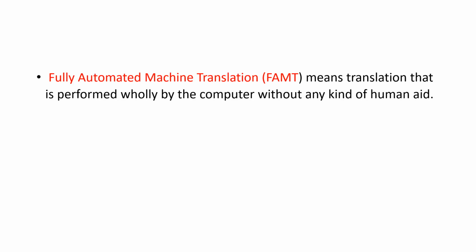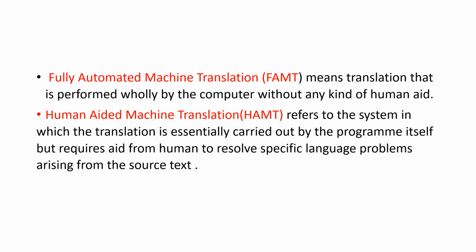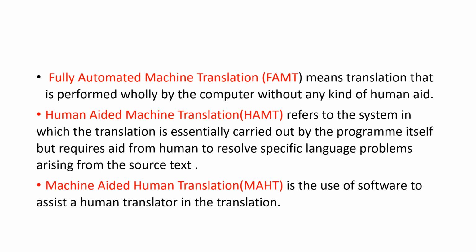Fully automated machine translation means translation that is performed completely by the computer without any kind of human help. Human aided machine translation refers to the system in which the translation is essentially carried out by the program itself, but it requires assistance from human in order to solve if there is any specific language problem arising from the source text. Machine aided human translation is the use of software to assist a human translator in the translation.